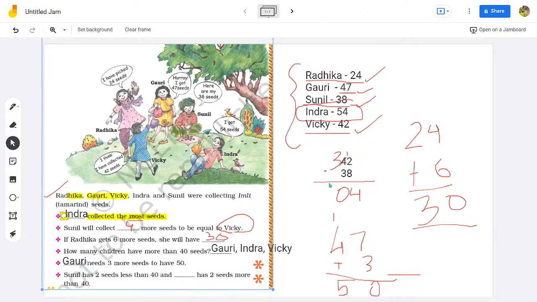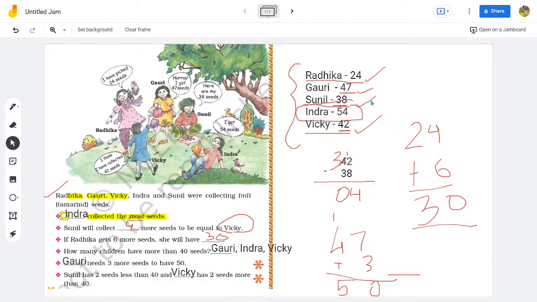Now at last, Sunil has 2 seeds less than 40 and someone has 2 seeds more than 40. Okay, so if we see Sunil's number of seeds, they are 38. Yes, he has 2 seeds less than 40, but we have to find the person who has 2 seeds more than 40. So as we can see over here, we have Vicky. He has 42 and 42 is 2 more than 40. That means Vicky has 2 seeds more than 40.